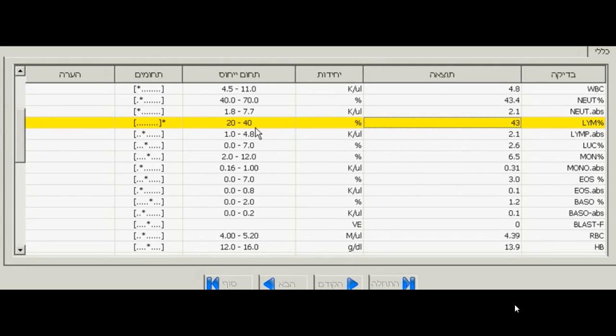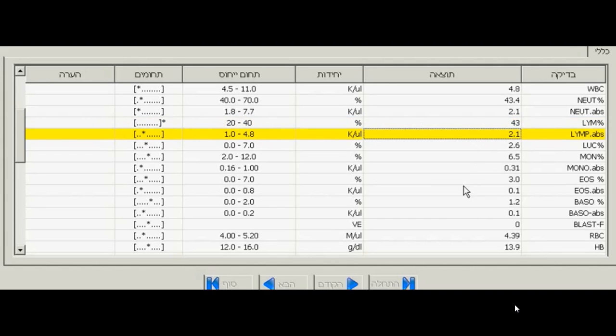These are the lymphocyte count. She had 43, which is above normal, above the reference interval. Also, there's nothing really to worry about. What you look here also is the absolute count. And you can see here that the absolute count is within normal limits.